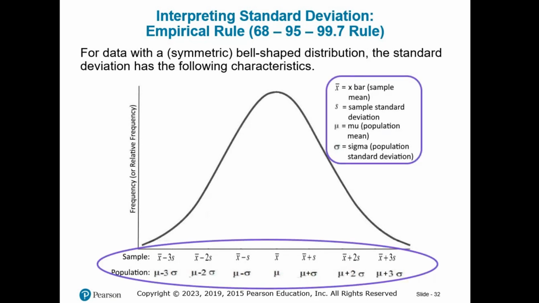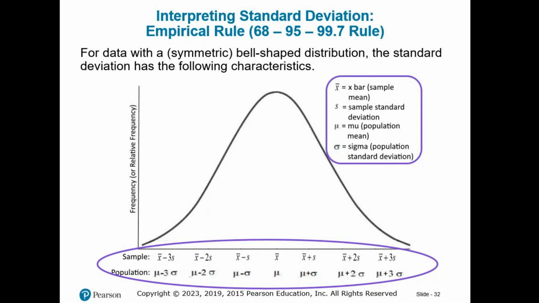If you notice at the bottom of the graph, there are actually two lines of labels. This is not the way a graph like this would normally look. Which of these rows of notation you use depends on whether you're working with population data or sample data. If you look at the key in the rectangle towards the top, you see an explanation of the different notation we've been using. X bar is the sample mean, S is the sample standard deviation. Mu is the population mean, and sigma is the population standard deviation.